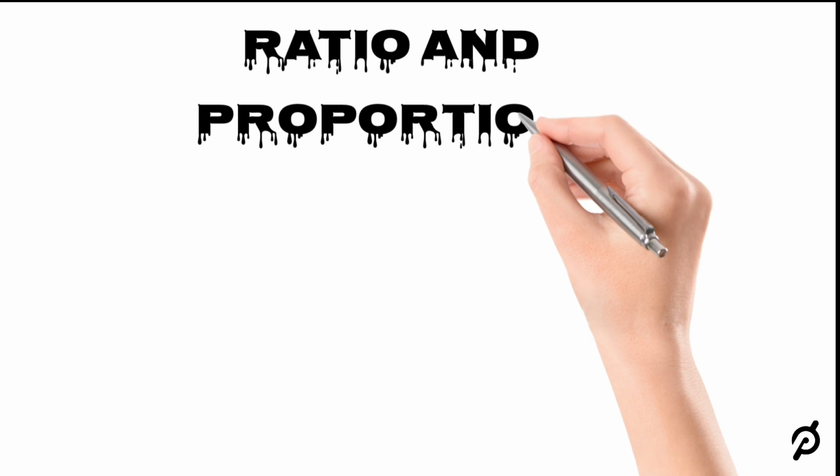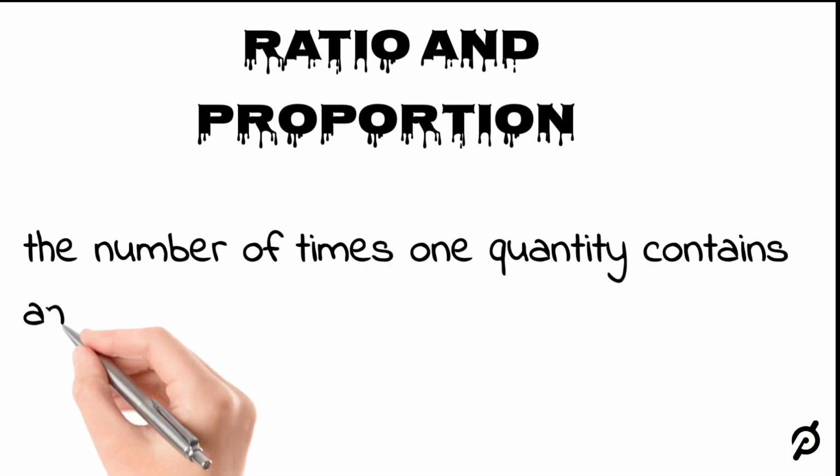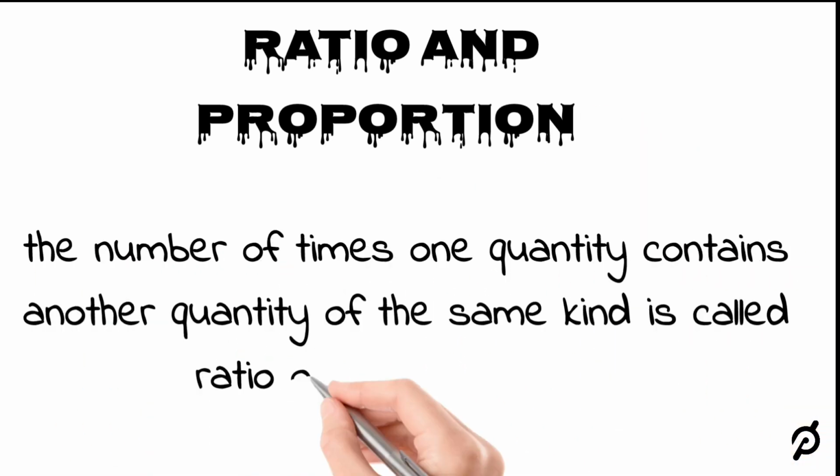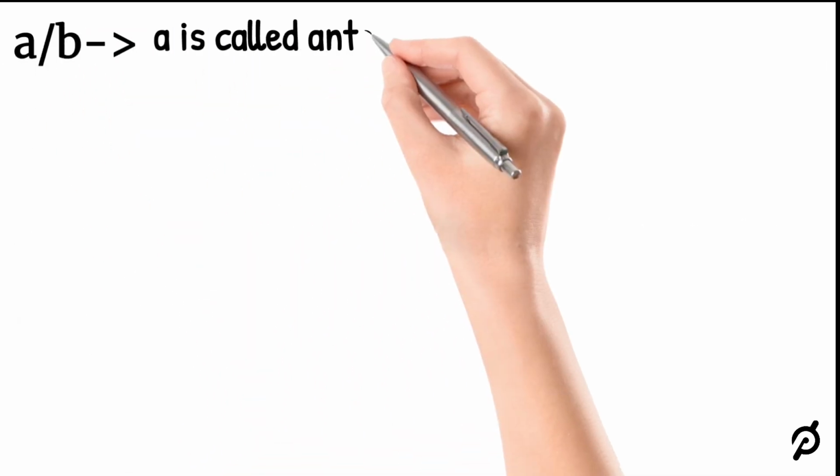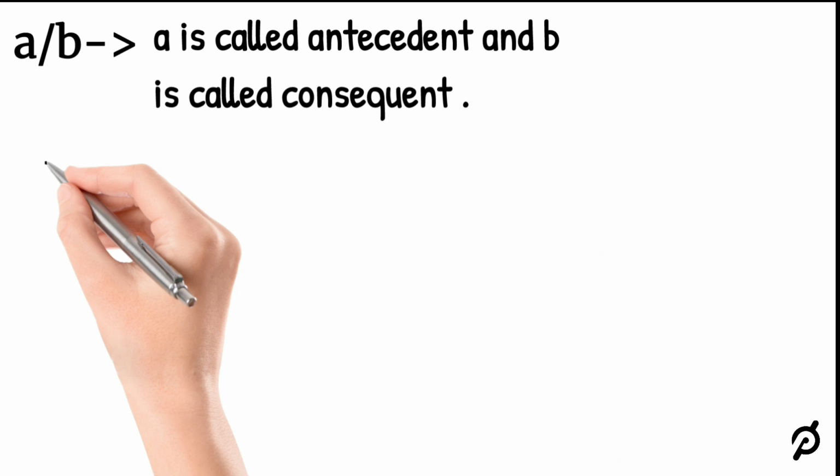Ratio and proportion. The number of times one quantity contains another quantity of the same kind is called the ratio of two quantities, A by B. A is called the antecedent and B is called the consequent.